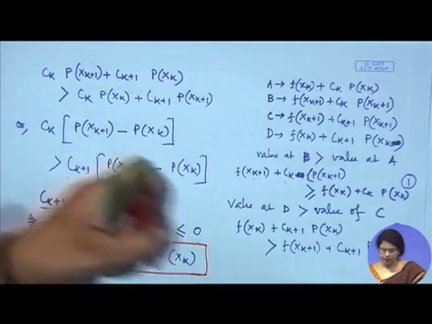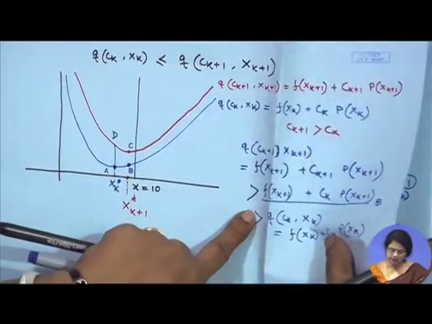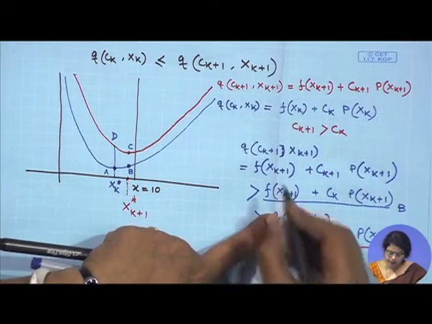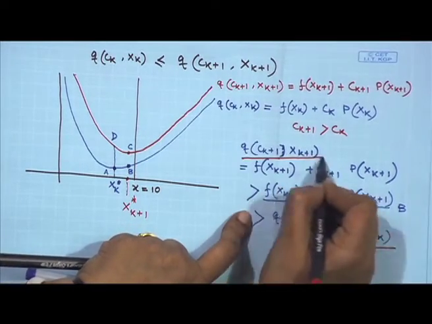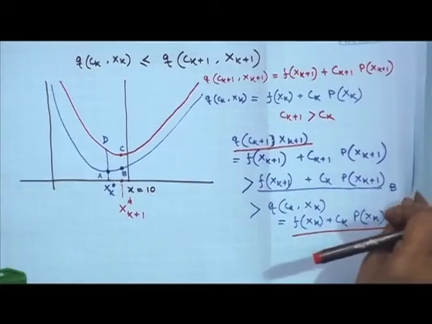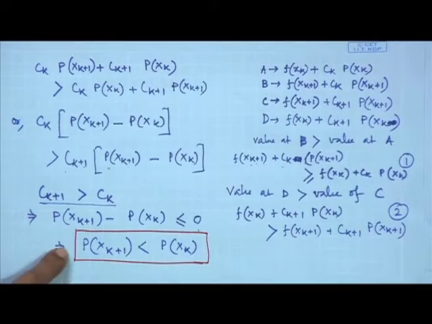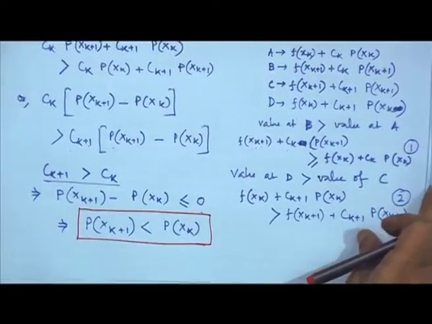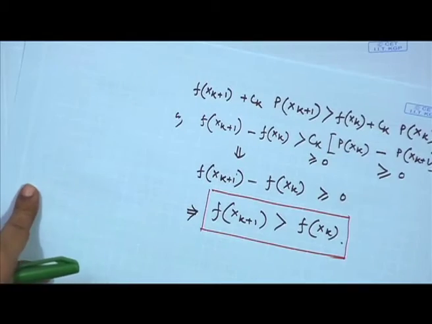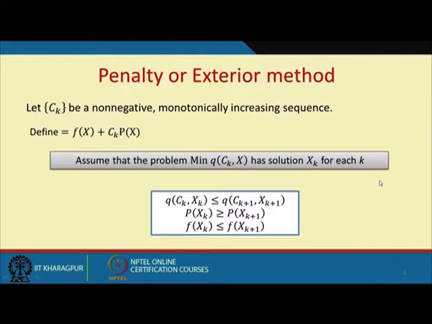All right, this was the first result. This is the second, and this is the third result for us. Okay. Now, come back to the screen. As I said, these are the three results for the exterior penalty function method, and we have proved it.